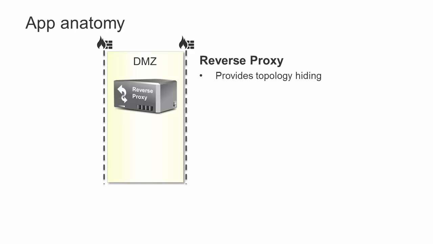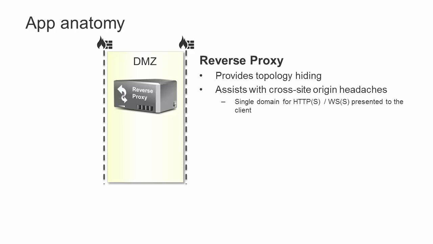First, it provides topology hiding for the internal network by presenting a single ingress point for HTTP and WebSocket traffic to terminate against. This also has the nice benefit of remedying a number of cross-site origin issues related to hosting the web app on one server, but the client needing to establish a WebSocket with a different server, the one hosting the Fusion Web Gateway. With the reverse proxy, there's only a single domain presented to the client and therefore no cross-site issues. Third, if using secure transport protocols, encryption overhead can be offloaded to the reverse proxy, freeing up resources on the web server and the Fusion Web Gateway.